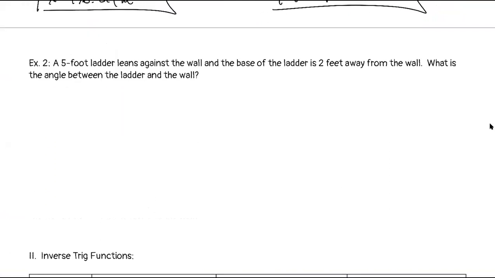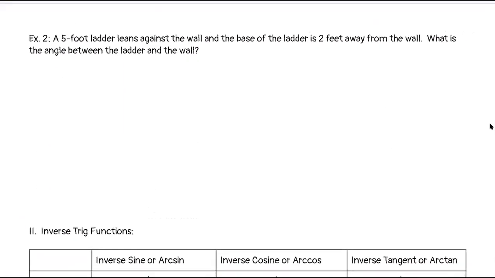So, example number 2 says that a 5-foot ladder leans against the wall and the base of the ladder is 2 feet away from the wall. What is the angle between the ladder and the wall? Okay, so I'm going to start with a diagram. Okay. We hope that the angle between the wall and the ground is 90 degrees, right?